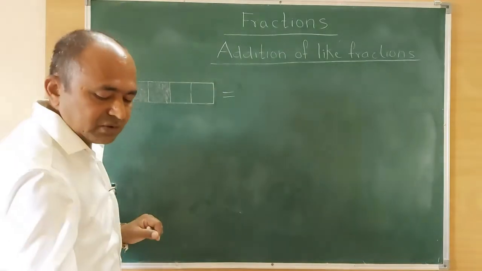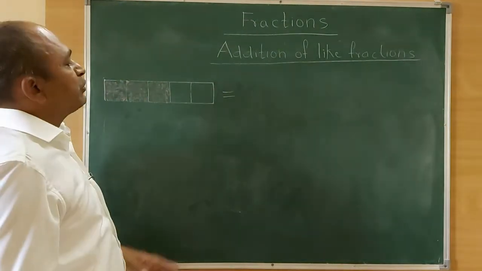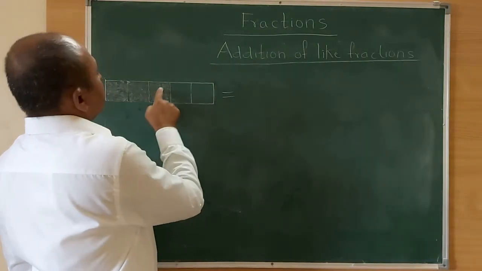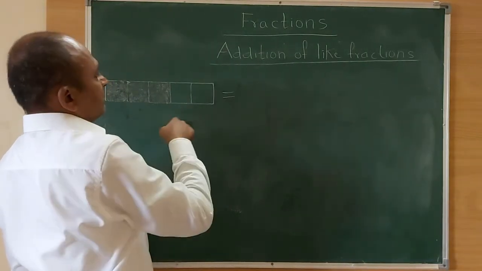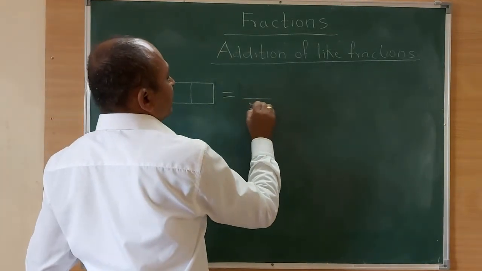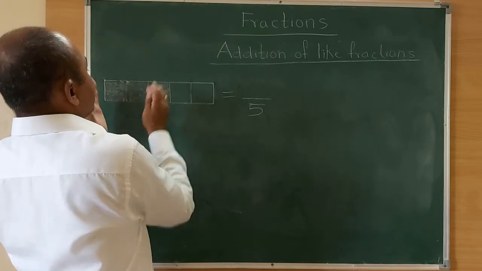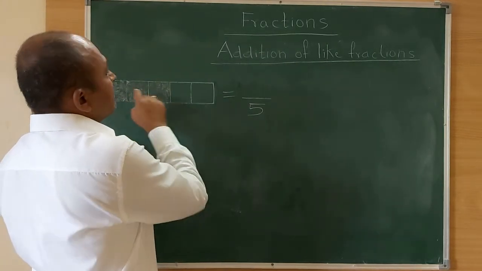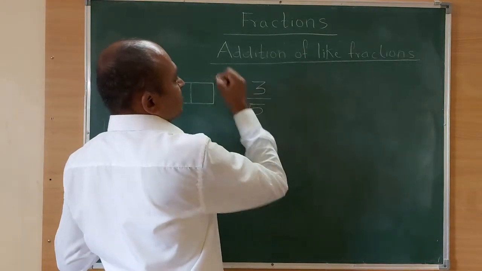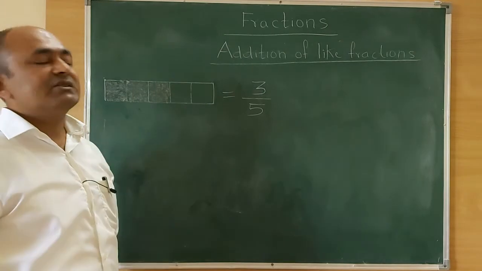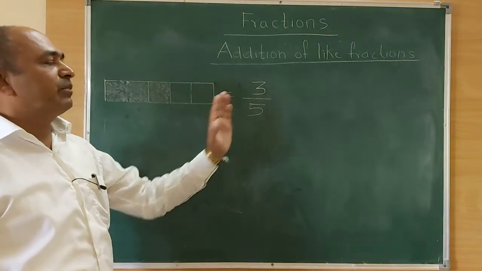So if you are asked to show the shaded portion in terms of a fraction, this whole part is divided into how many equal parts? 5. So the denominator will be 5. And how many parts are shaded out of those 5 parts? 3 are shaded. So 3 upon 5. You can show that shaded part as 3 upon 5.